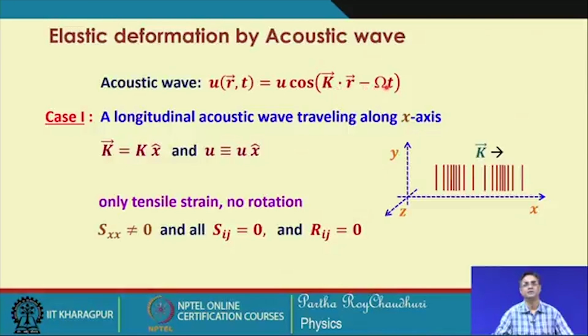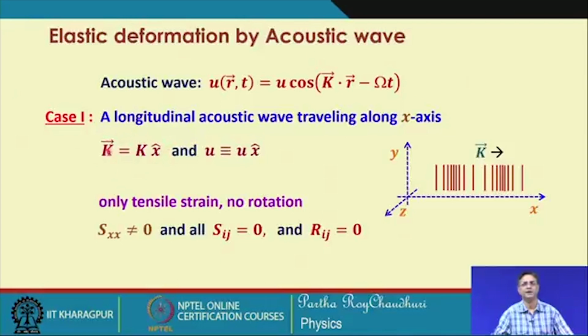Let us first consider that any plane acoustic wave can be represented by k dot r minus omega t. We know that this is the form of a plane wave, which we have discussed as well, where k is the propagation vector and capital omega is the frequency of the acoustic wave. So, a longitudinal acoustic wave travelling along the x direction will create a periodic compression and rarefaction in the medium. As a result, the medium will be deformed all along the length of the propagation of the acoustic wave.